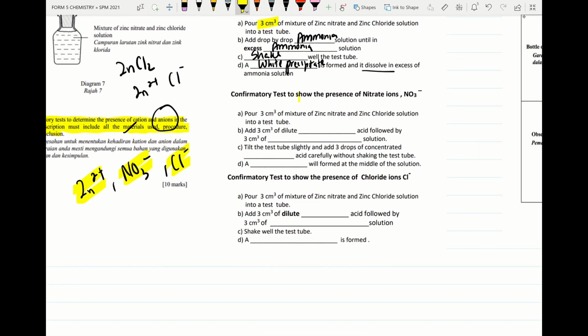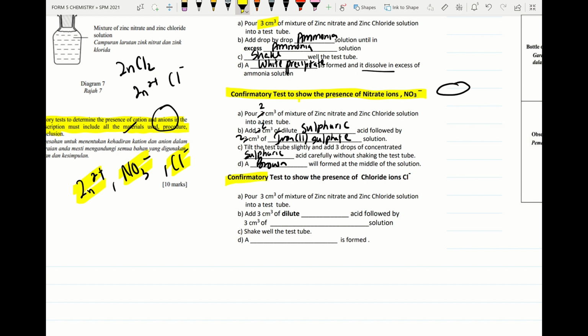Next, the confirmatory test to show nitrate ion. How to answer this is the brown ring test. We pour 2 cm³ of the mixture of zinc nitrate solution and zinc chloride solution into a test tube. We add 2 cm³ of dilute sulfuric acid, followed by 2 cm³ of iron(II) sulfate solution. Tilt the test tube slightly and we add 3 drops of concentrated sulfuric acid carefully without shaking the test tube. A brown ring will form at the middle of the solution.